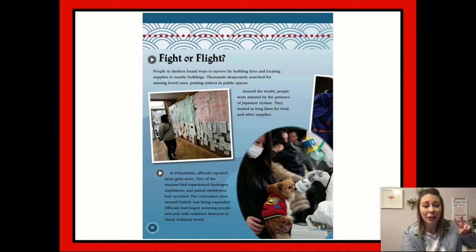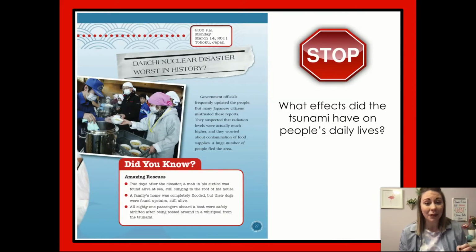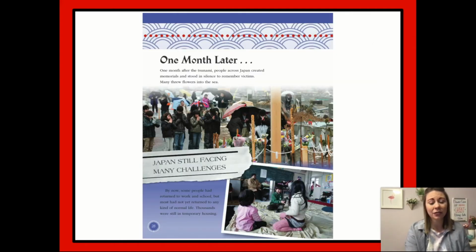They are also worried about that radiation. And it says that officials began scanning people and pets with radiation detectors. So that happened. They also lost their homes. They said that they were having to live in places that were close to resources. And they're also worried about their food being contaminated as well. So it had a lot of effect on their daily lives.